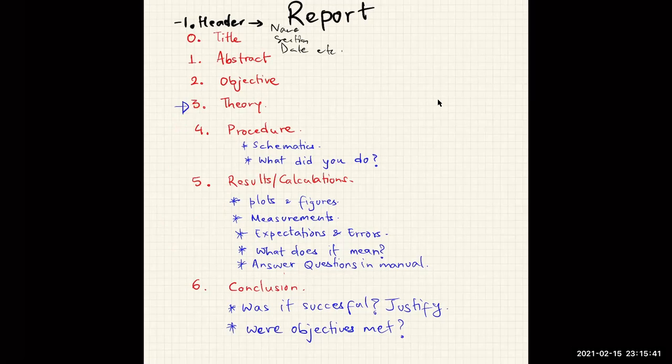Okay, and finally, you have the conclusion, where you basically comment on whether or not your experiment was successful, but you need to justify your claim that it was successful, based on what results and what inferences you are making that claim, right? And whether or not your objectives were met. Well, I guess it's the same thing.